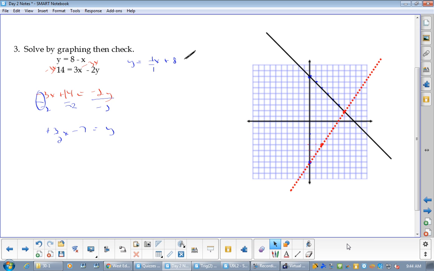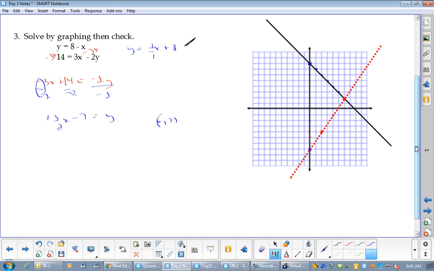Okay, so what's my answer? Yes. 6 comma 2. Now, remember that that intersection point is where both of them are happy. Both of them are solved. But I want to check.